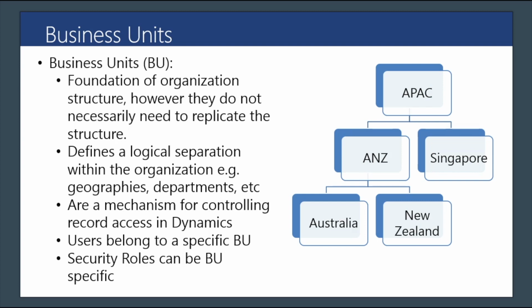On the right side there, we have an example business unit hierarchy structure within Dynamics. In this example, we have a root business unit, APAC, and then within APAC, we've divided this up to Australia and New Zealand, and Singapore, and then within ANZ, we've got the breakdown for Australia and then New Zealand as child business units. So we have 3 levels of business units within this example hierarchy.